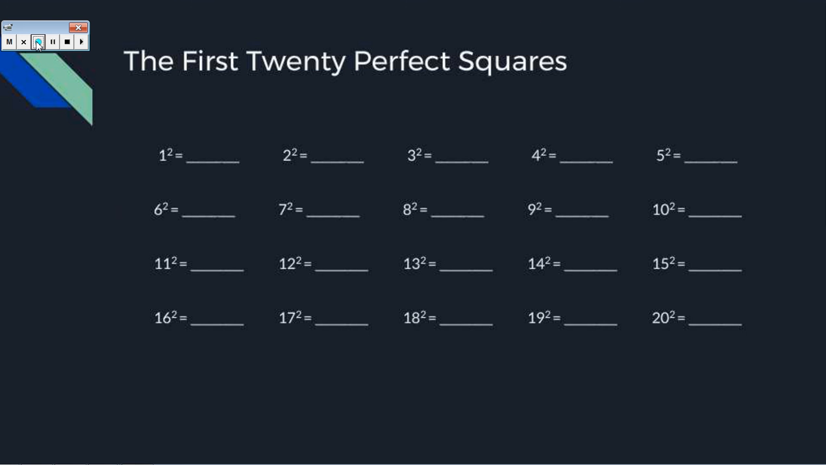Here we have a list of the first 20 perfect squares. In order to fill this out, you need to remember that 1 squared is the same as 1 times 1. 2 squared would be the same as 2 times 2, and so on. Please take a moment to pause the video and fill in the perfect squares up to 20 as best you can from your memory. When you have filled in as many as you can, please resume the video and we will talk about the perfect squares.